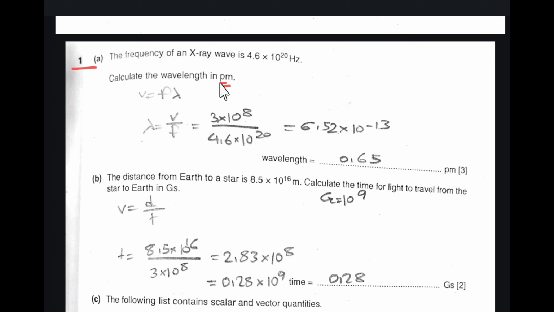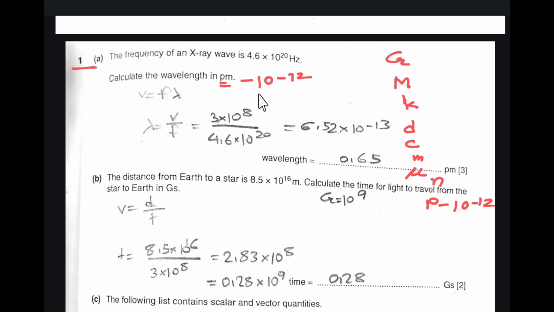To calculate the wavelength in picometers, first of all, what is pico? Pico means 10 to the power negative 12. Similarly, giga means 10 to the power 9, mega means 10 to the power 6, kilo means 10 to the power 3, with k a small letter. Then deci means 10 to the power negative 1, centi means 10 to the power negative 2, milli means 10 to the power negative 3, micro, that is mu, is 10 to the power negative 6, nano means 10 to the power negative 9, and pico means 10 to the power negative 12.